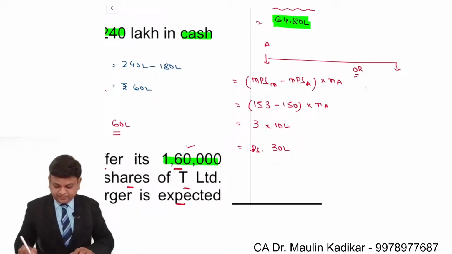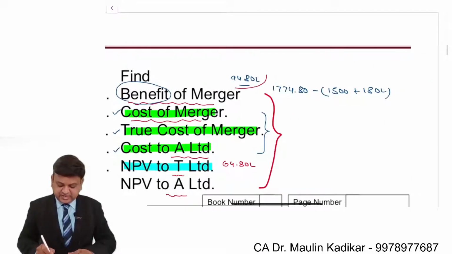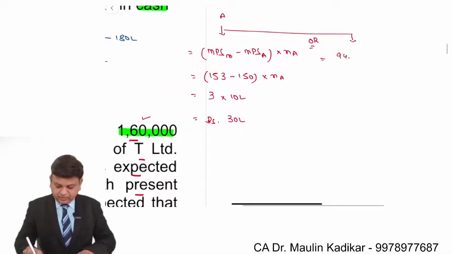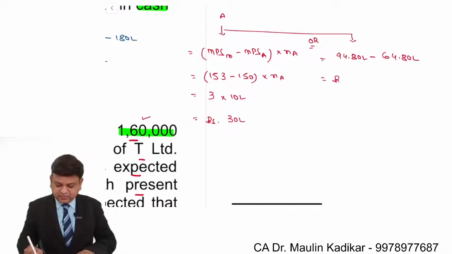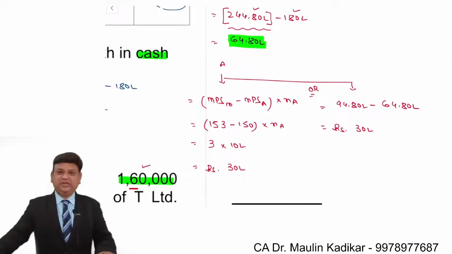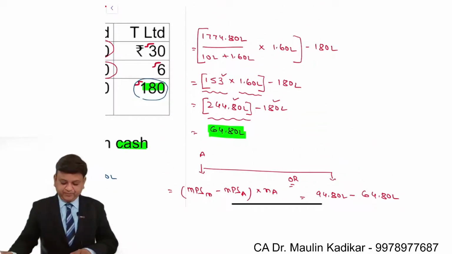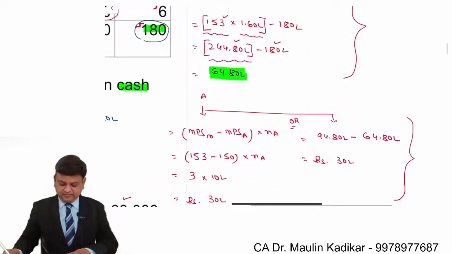Or we can say, what is the overall benefit or gain due to merger? The overall benefit or gain due to merger is 94,80,000. Out of this 94,80,000, the amount of gain transferred to the shareholders of the target company is 64,80,000. So the remaining is the gain attributable to the shareholders of the acquiring company, that is an amount of 30 lakhs. So here, friends, we can make the computation this way: this is the NPV to the target company, or we can say the cost to the acquiring company, and this is the NPV to the acquiring company.